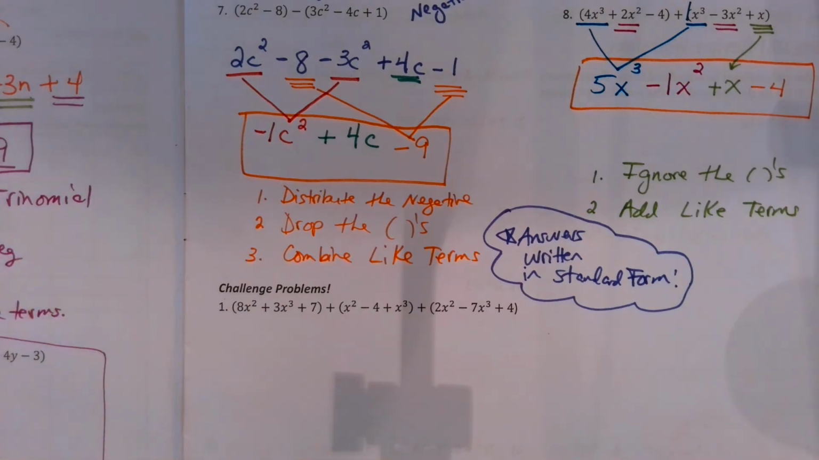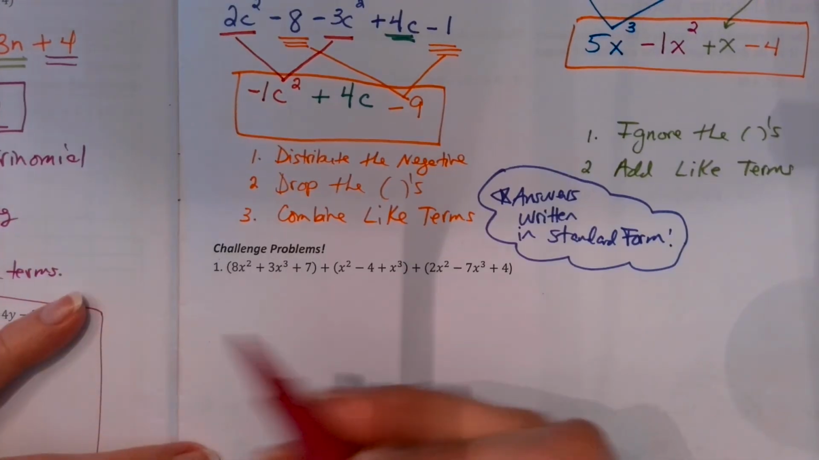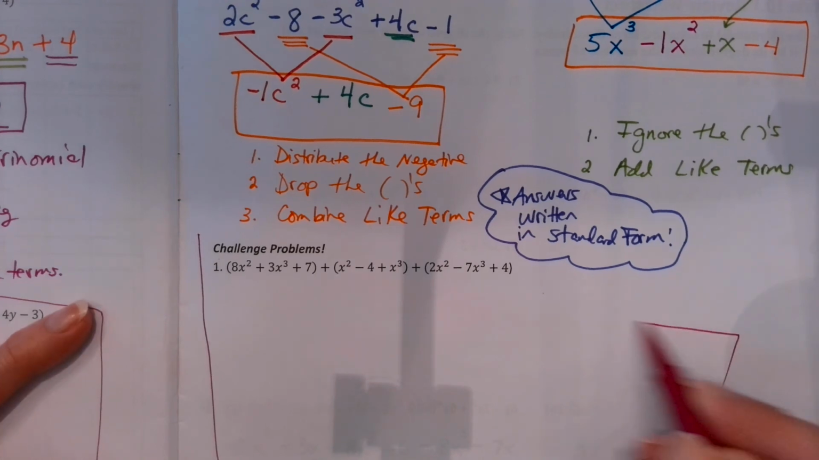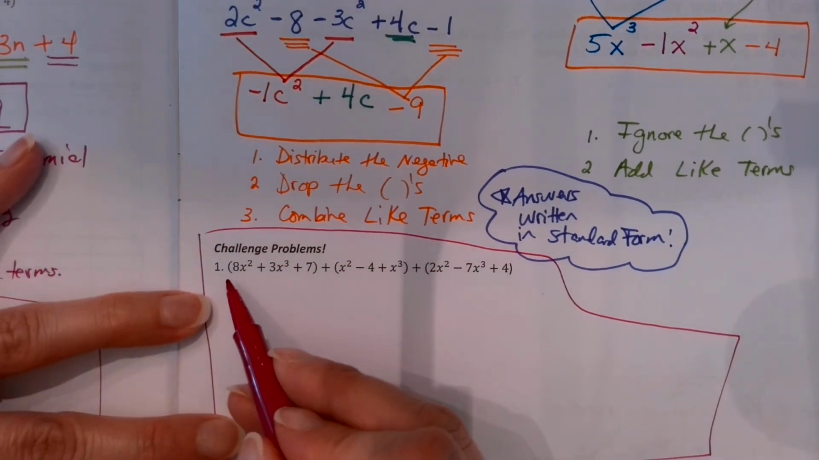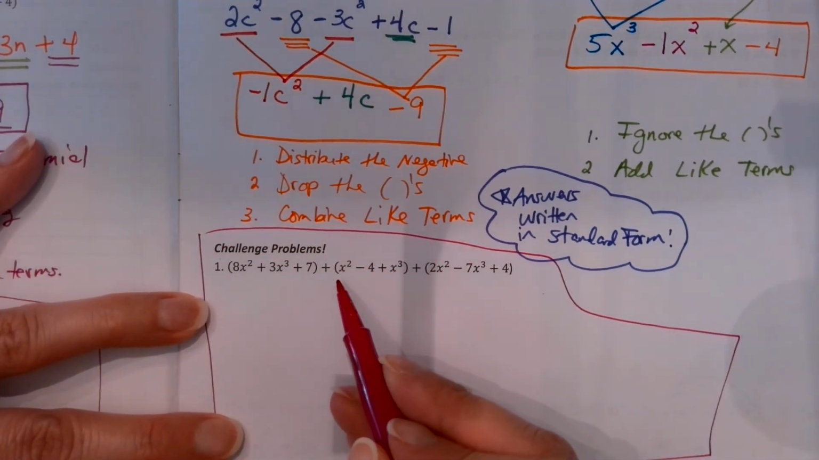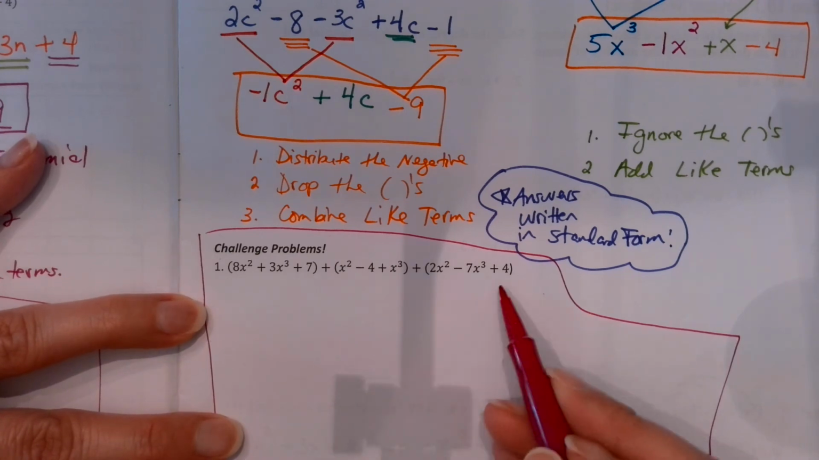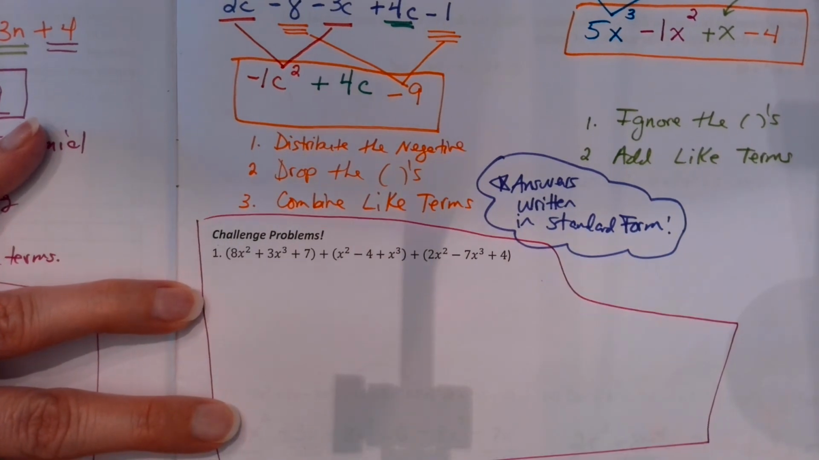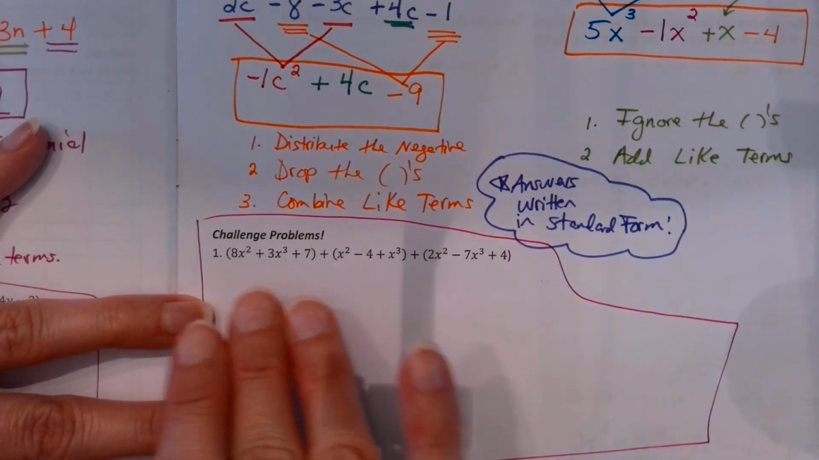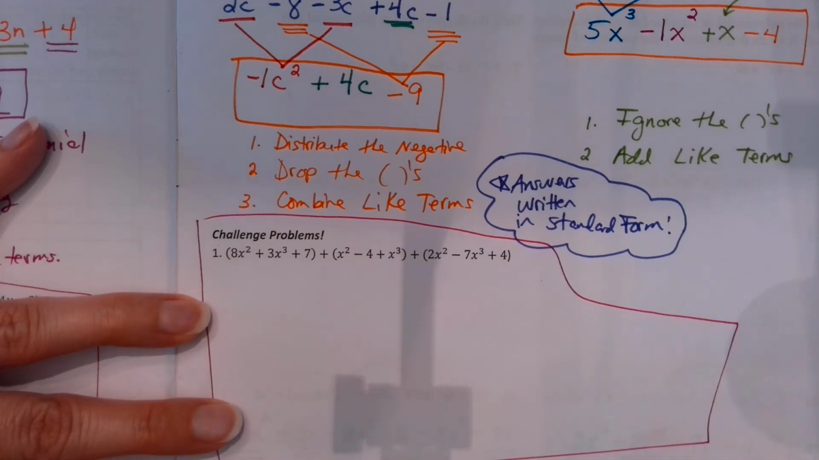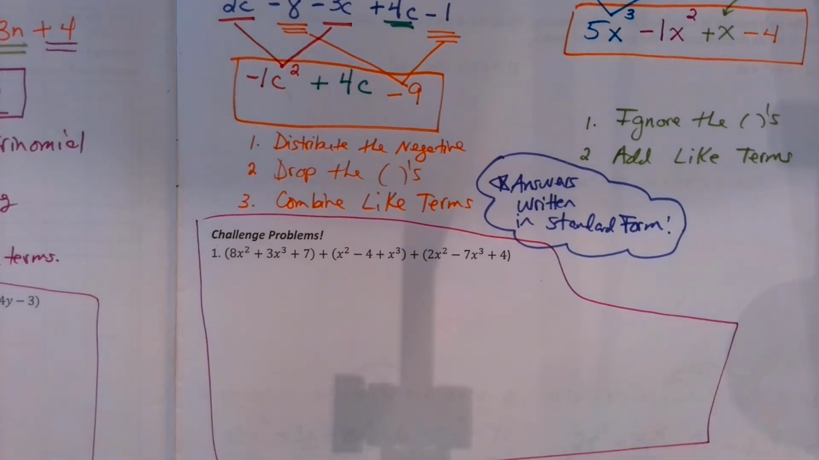Okay, I want you to try this problem right here. Challenge problem number 1. Do your work right here in your paper, okay? So we have polynomial 1 plus polynomial 2 plus polynomial 3. And the idea here is you're just going to be adding all 3 of them together. You have to find the like terms. Okay, and then tell me what you get.